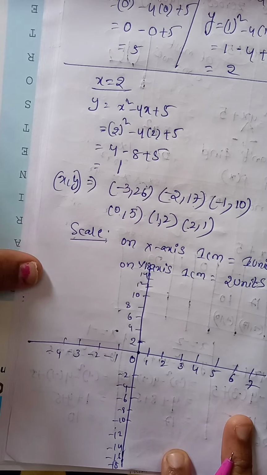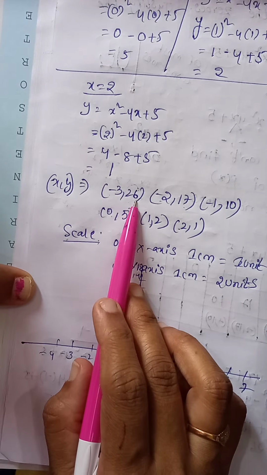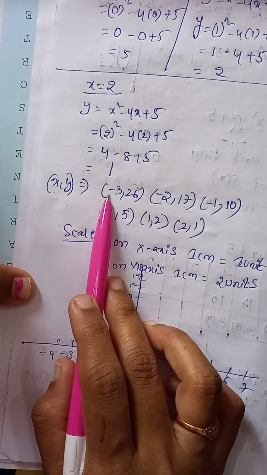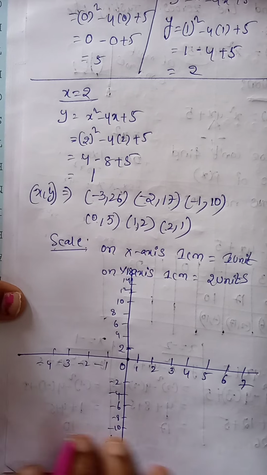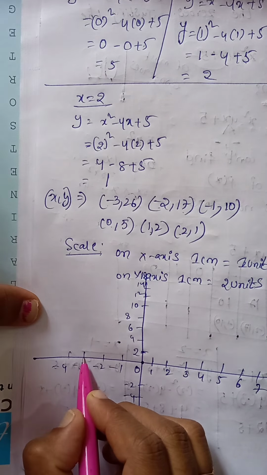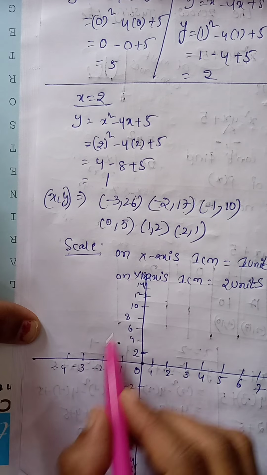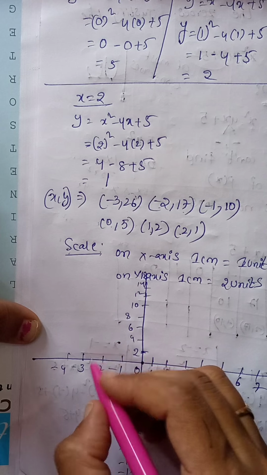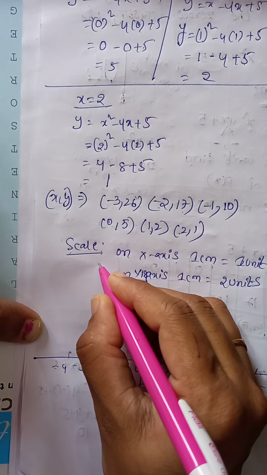So now locate all the x and y values. First value is minus 3 comma 26. Here the x value is minus 3, the y value is 26. So first see where the x value is. Minus 3 is here. On x axis minus 3 and on y axis 26. Plus 26 means upper side, and it is somewhere here. Minus 3, 26 is here.